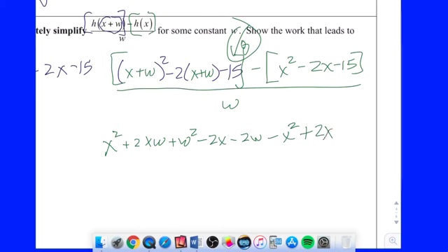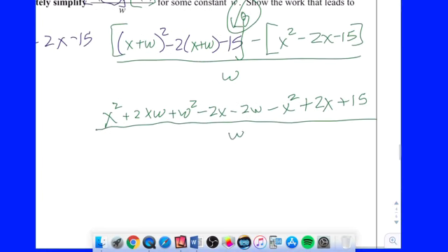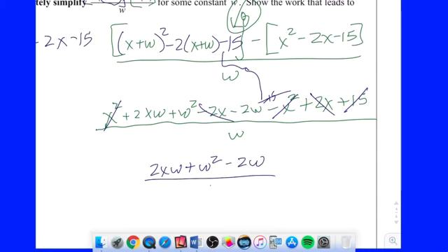Minus x squared plus 2x plus 15. Does it matter if we put it over w here, or can we just hold off on that to the end? No, you have to put it over w. Here's your checkpoint. If you did it correctly, they should cancel. Oh, guess what I forgot in my haste right here? And some people did that. Right there, that should be a minus 15. I distributed the negative 2, negative 2x minus 2w minus 15. Whew, good thing I'm on my checkpoint here. The 15s cancel, your 2x's cancel, your x squareds cancel. And you're left with this, 2xw plus w squared minus 2w all over w.